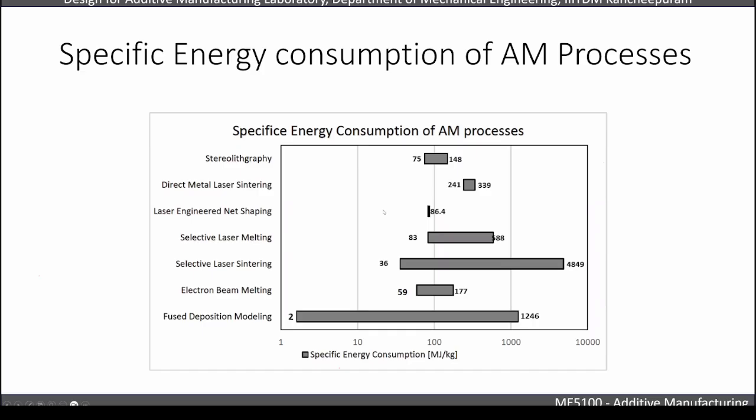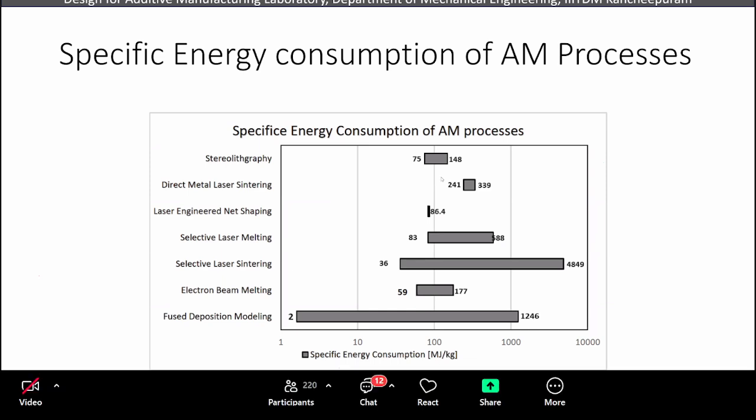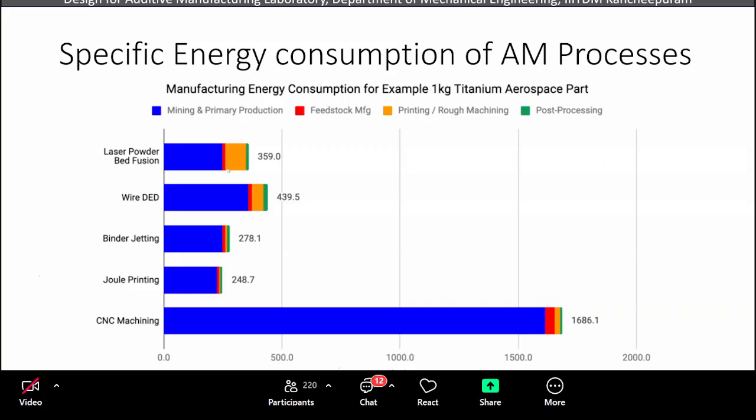And then you can also compare the specific energy consumption per unit kilogram of part to be fabricated in this metal. How much energy would be used? You can see specific energy consumption in terms of per kilogram. What is the total energy consumption in various different processes for polymers and metals separately, right? So this can also be studied. And this is again specific energy consumption for metals.